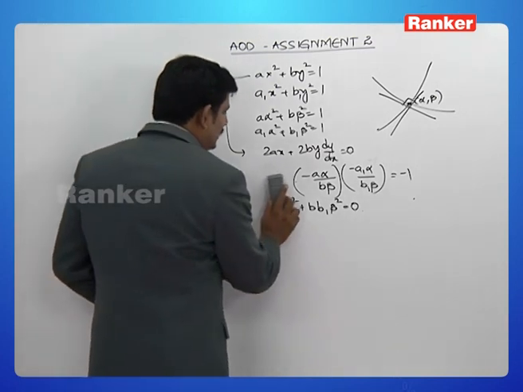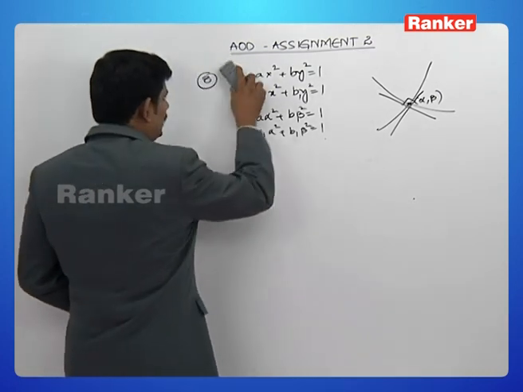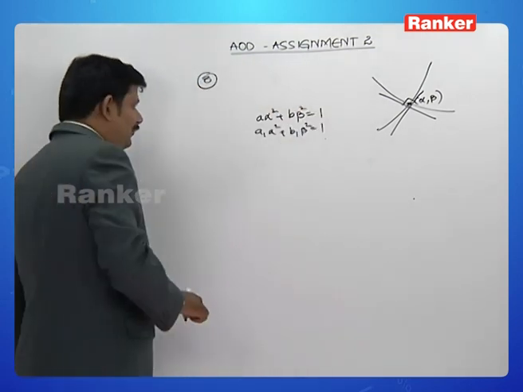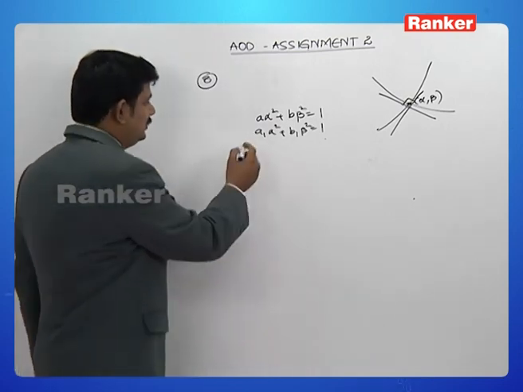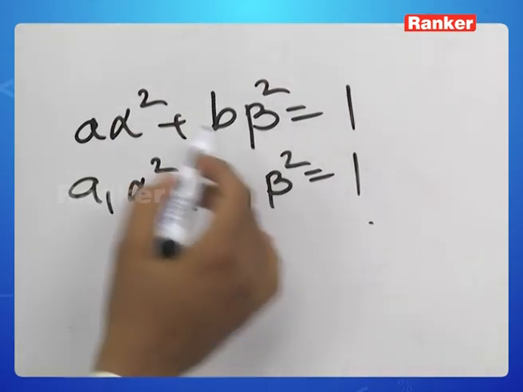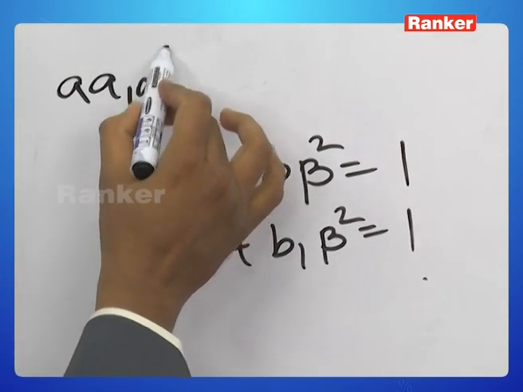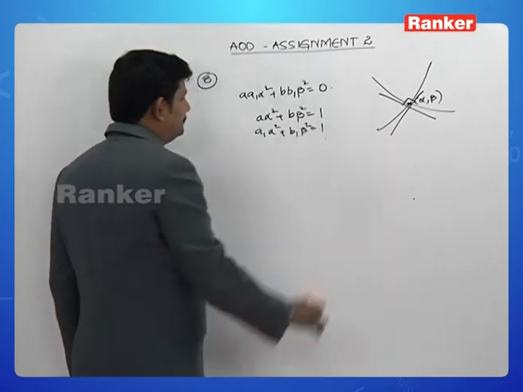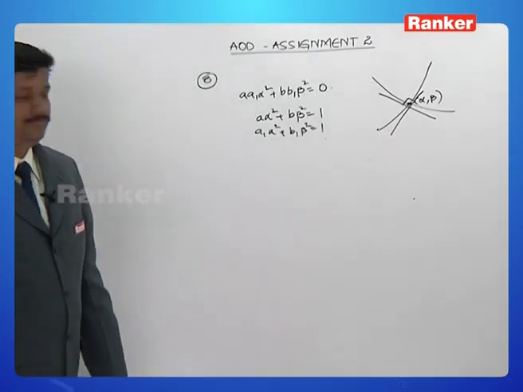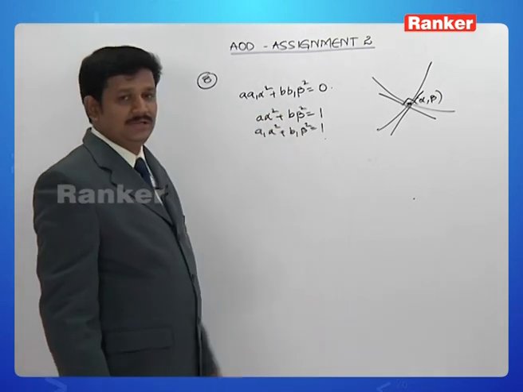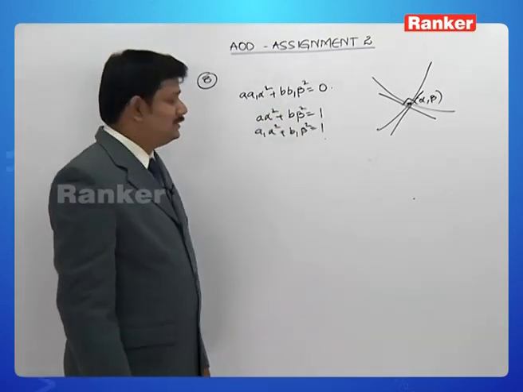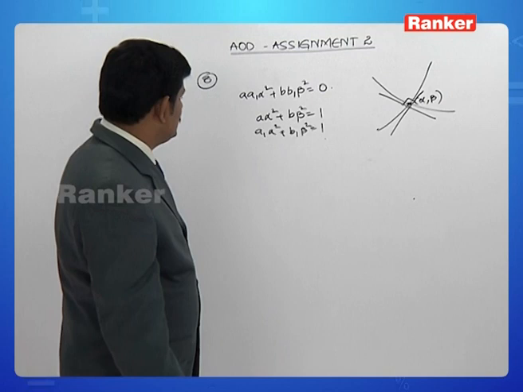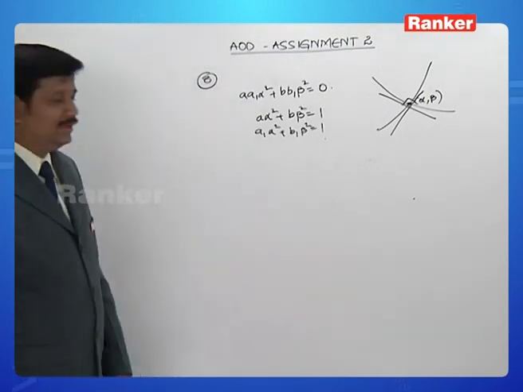So, effectively we have three conditions in terms of alpha, beta, a1, b1. a alpha square plus b beta square is equal to 1. a1 alpha square plus b1 beta square is equal to 1. And a a1 alpha square plus b b1 beta square is equal to 0. From these three equations, we need to eliminate alpha square and beta square.